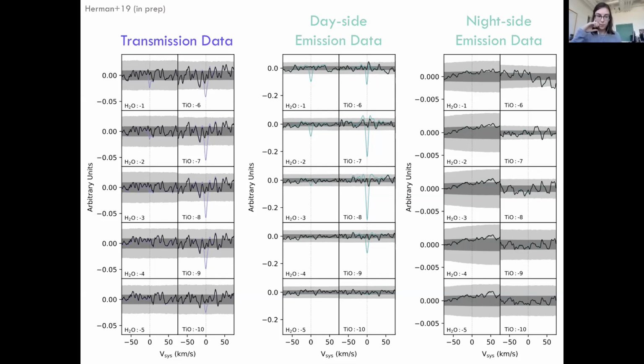We did take at least the brightness of the planet during the emission data into account, and so scaled our injection by how bright we thought the planet would be at that point in its orbit. But in terms of the contrast, that's a good point as well. Yeah.